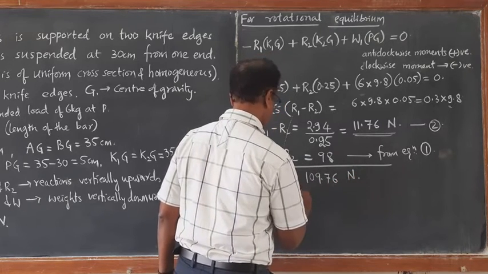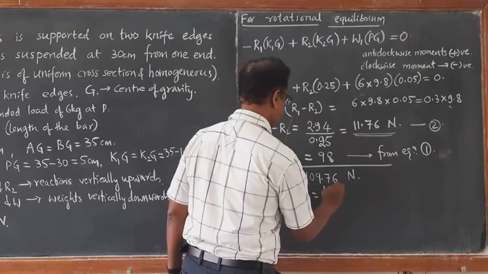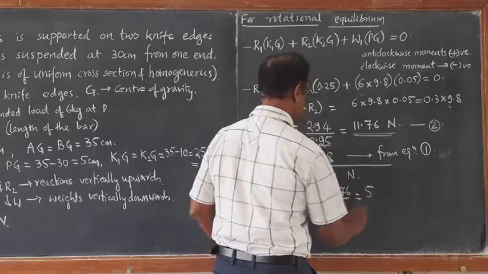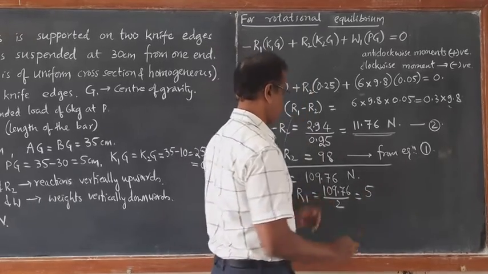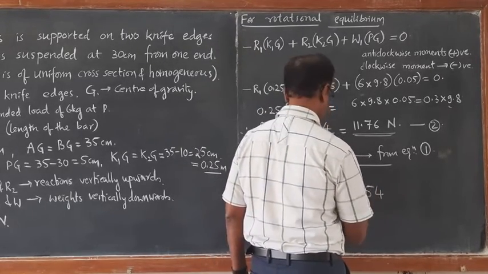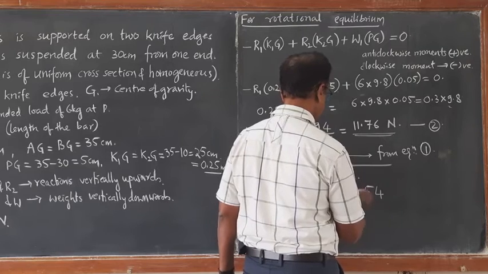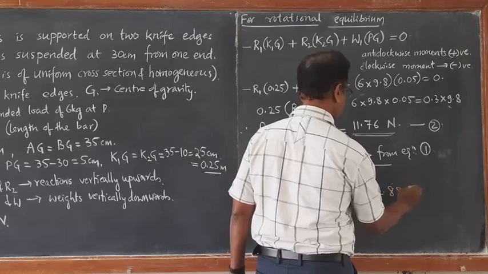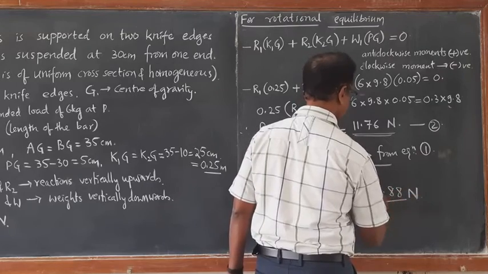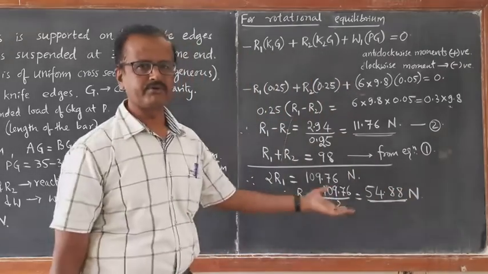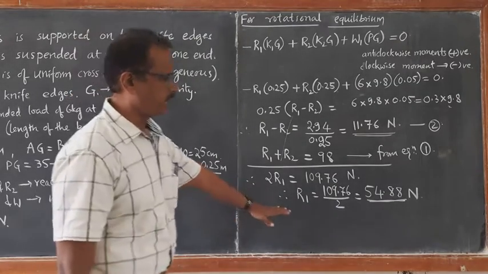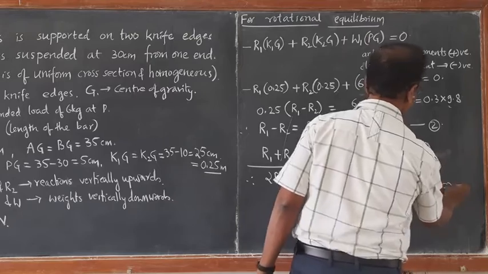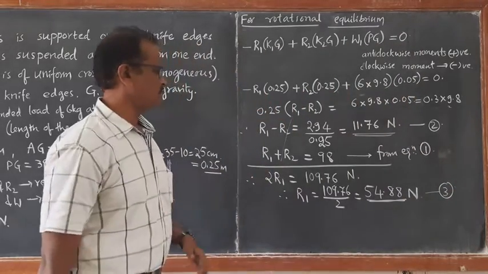Therefore, R1 is equal to 109.76 divided by 2. 2 5s are 10, 2 4s are 8, 1 remains, 2 8s are 16. So 54.88 Newton, almost 55 Newton. So once you get R1, now substitute this R1, equation number 3, in equation number 1.